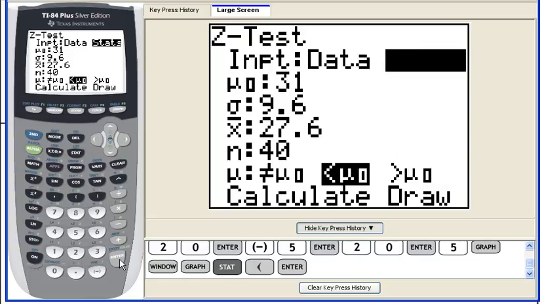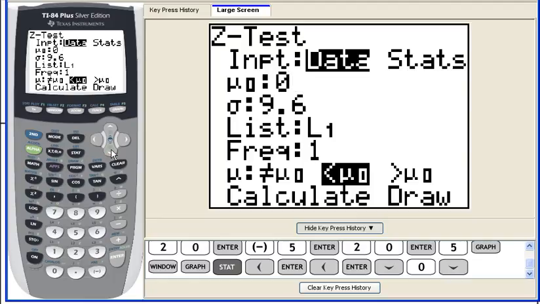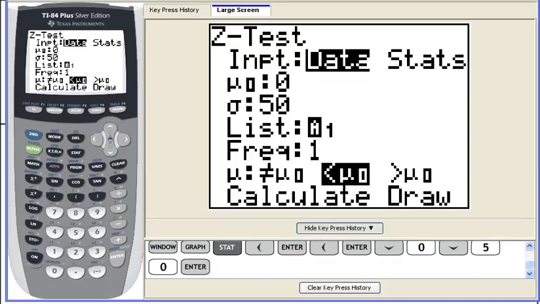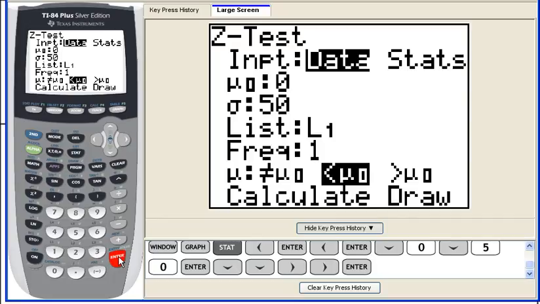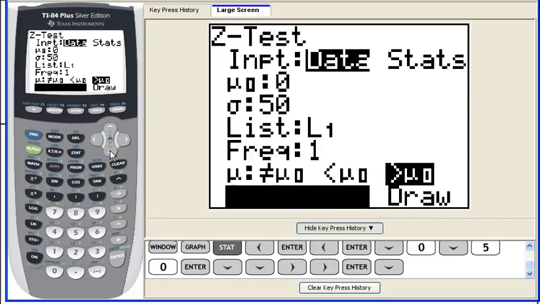This is actually the first time we're doing one from data. So I hit enter, and it asks me what the null hypothesis is, and it's 0. The standard deviation given in the problem is 50. My data is in list 1, frequency 1 again, because I'm just going to count each number in the list once. And my alternative hypothesis is that the scores should be higher than 0.